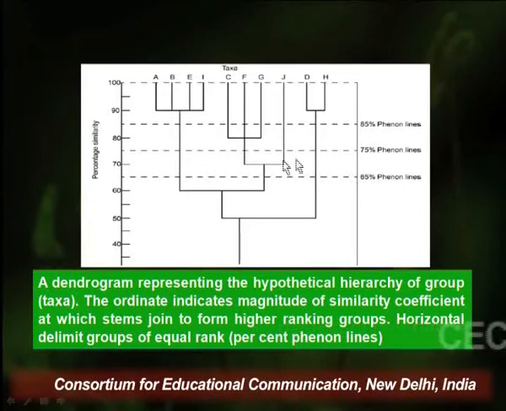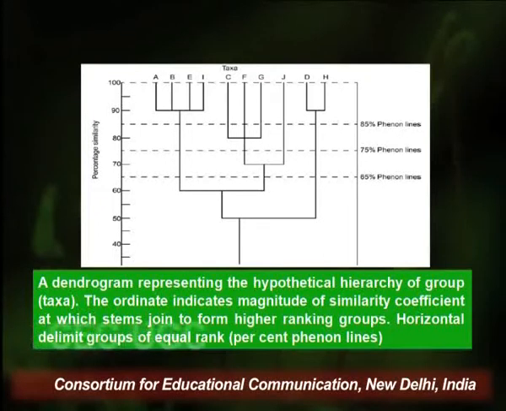Basically, these phenon lines, or the horizontal lines, help in delimitation or demarcation of a particular big group from other groups based on the overall similarity. So we can see these are closer taxa. Now this group is closer to this group of the taxa or OTUs studied. So this dendrogram helps in understanding the related or unrelated species or taxa being studied.